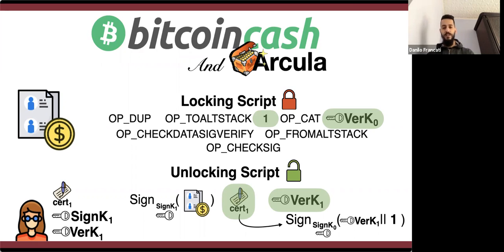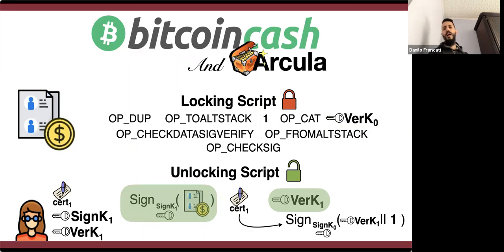If the certificate is valid, now we know that, for example, user 1 has a verification key 1 that has been certified by the root node. And after that, we do the standard check: you need to provide a signature under the corresponding signing key of the new transaction, proving that you know the signing key of the verification key that has been certified by the certificate.